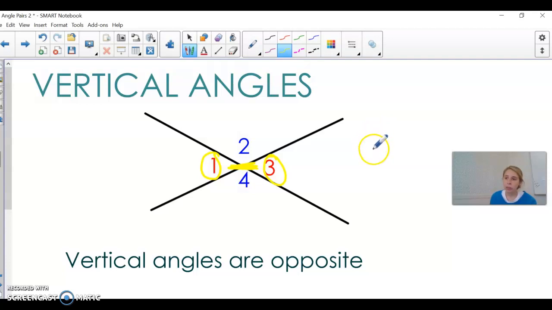Vertical angles are also equal to each other. So vertical angles are opposite and they're going to be equal. That means whatever number 1 would equal, number 3 would also equal the same thing. In this picture, we also have 2 and 4. 2 and 4 are also vertical angles. They're right across from one another. So whatever angle 2 is, angle 4 is the same thing.